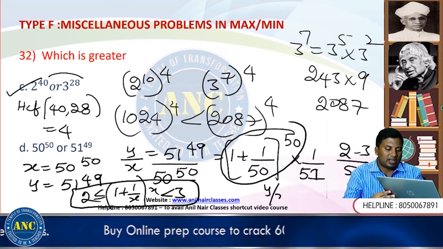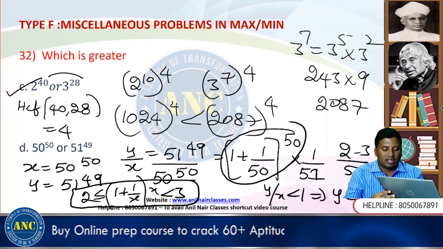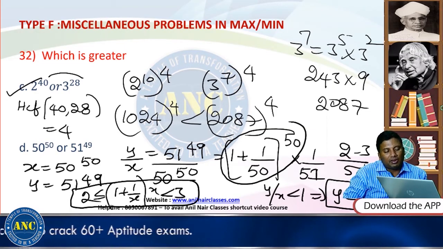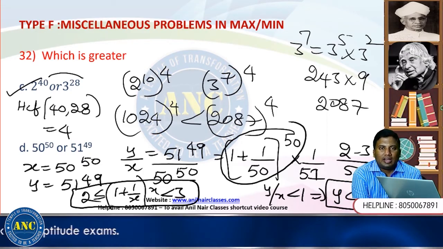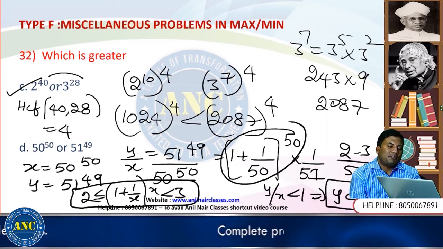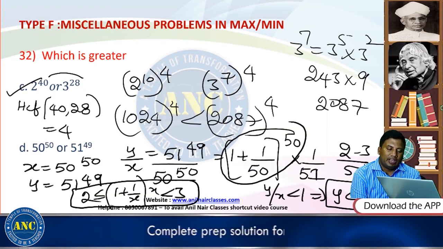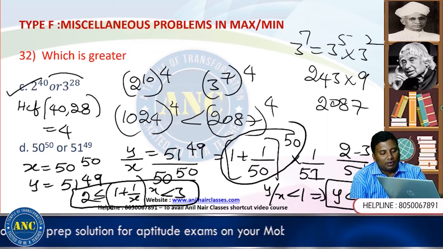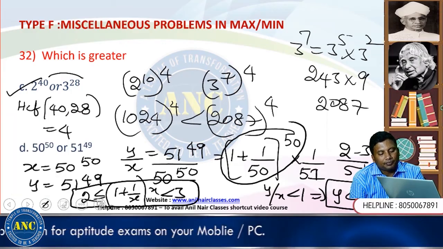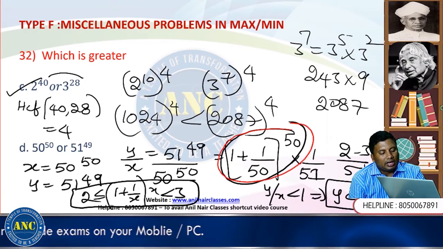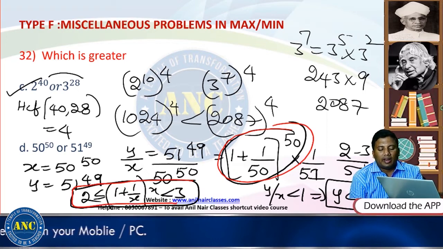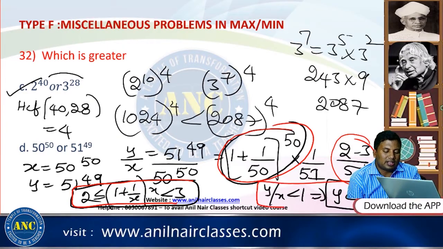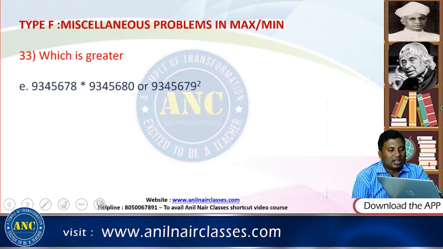That means y by x is less than 1. That means y is less than x. X is 50 power 50, y is 51 power 49. Y by x is 51 power 49 divided by 50 power 50. So this is nothing but 1 plus 1 by 50, power 50, into 1 by 51. 1 plus 1 by x power x ranges from 2 to 3, divided by 51. 2 to 3 divided by 51 is less than 1. Y by x is less than 1. So the answer is y less than x.